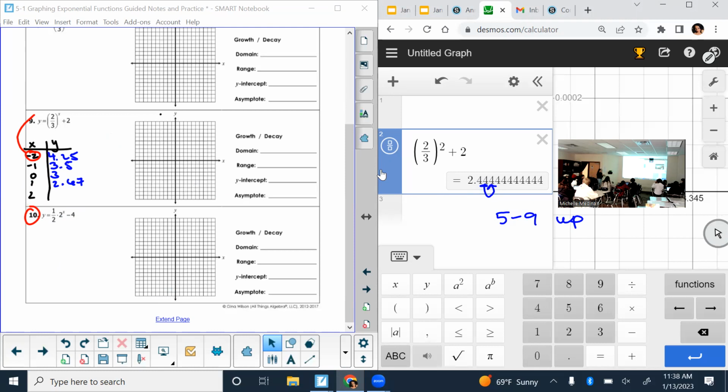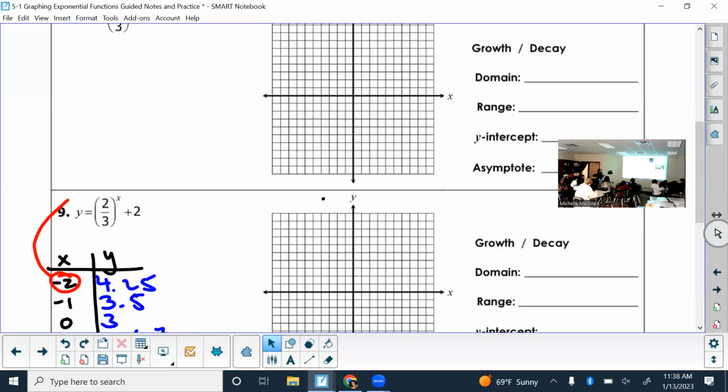Good. 2.44. Now, if you graphed it already, good job.